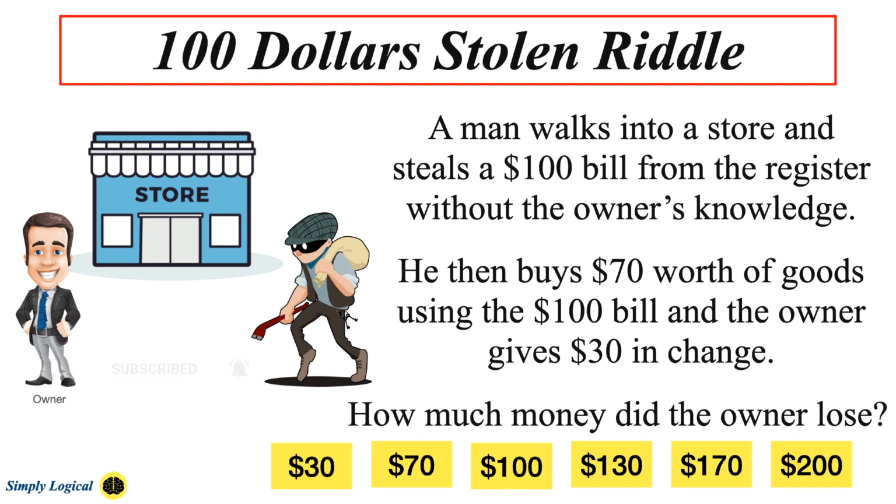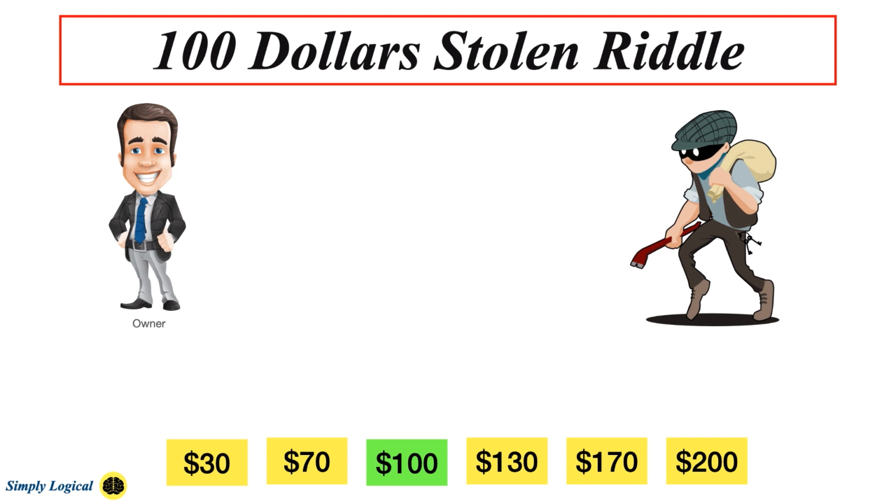Let's check the solution now. The answer to this riddle is the owner lost $100. Let me explain this in detail. The riddle seems really confusing, but if you break the question down step by step, it's really not that difficult.